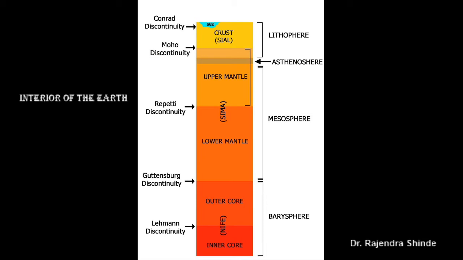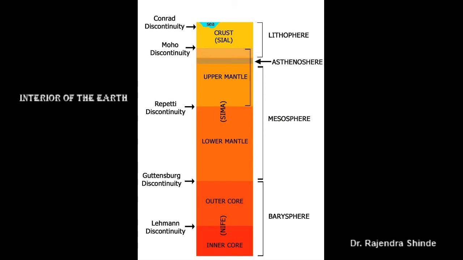The major constituent elements of the mantle are silicon and magnesium, and hence it is also termed as Sima. The density of the layer is higher than the crust and varies from 3.3 to 5.4 grams per centimeter cube. The uppermost solid part of the mantle and the entire crust constitute the lithosphere.